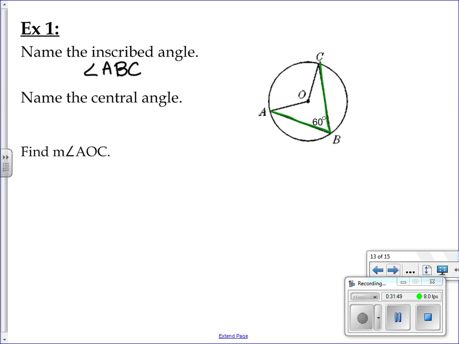And it says name the central angle. So always look for the center of the circle, which is at O, and then find the angle that's opening up from O. So that would be angle AOC.